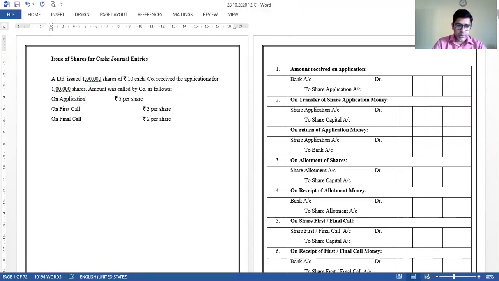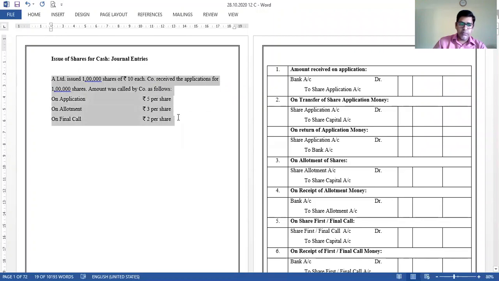Just a second. I need to do some correction. And over here on allotment. On application is rupees 5 per share. On allotment is 3 per share. On final call is 2 per share. These are just assumed values, an assumed, imaginary illustration.